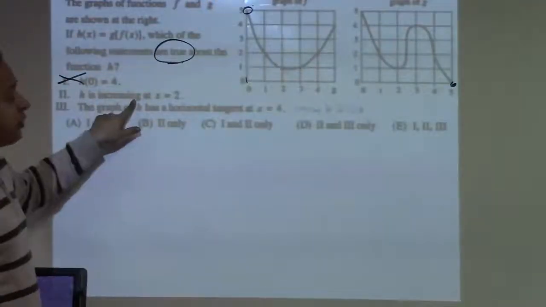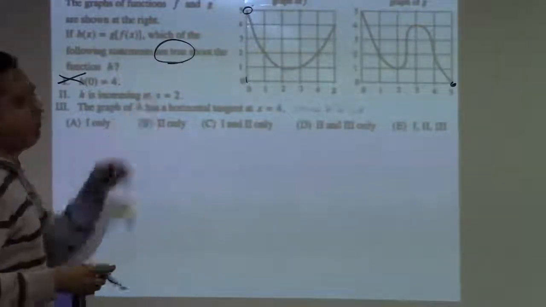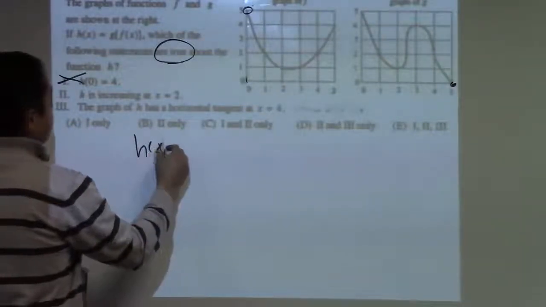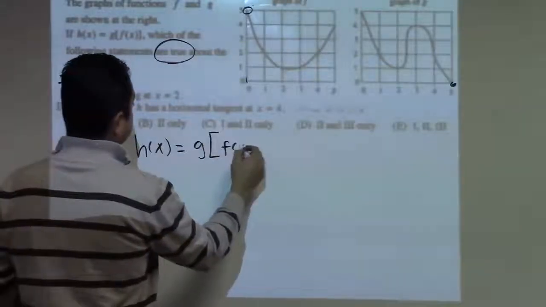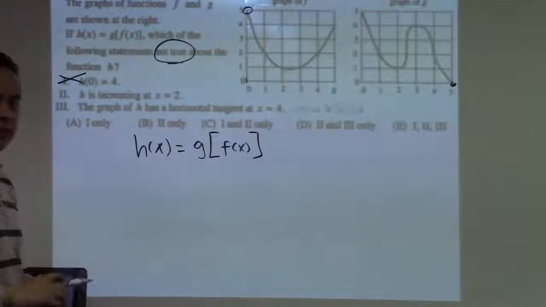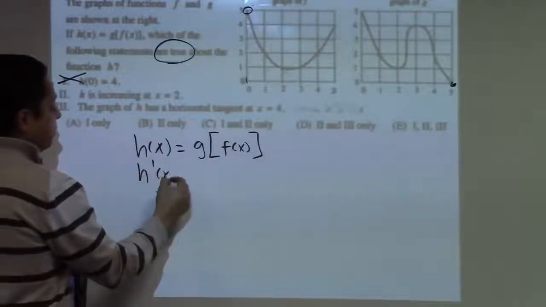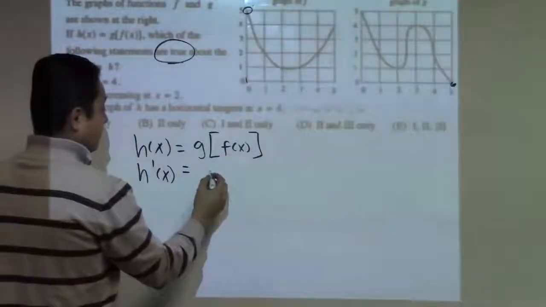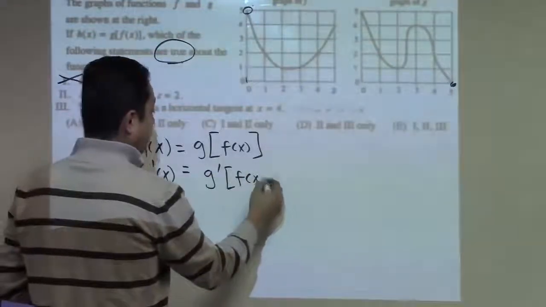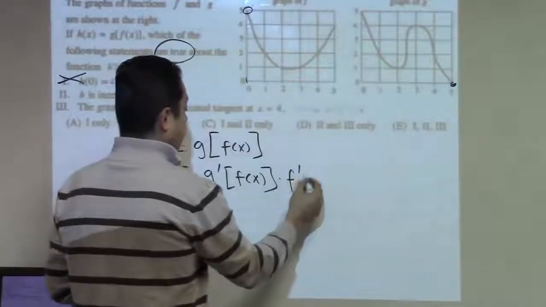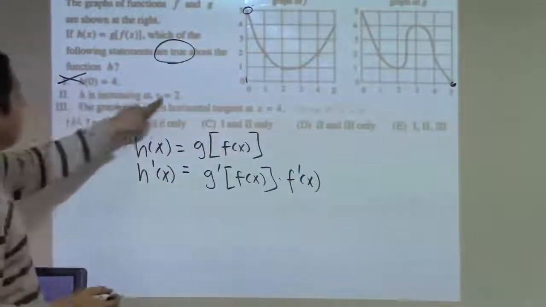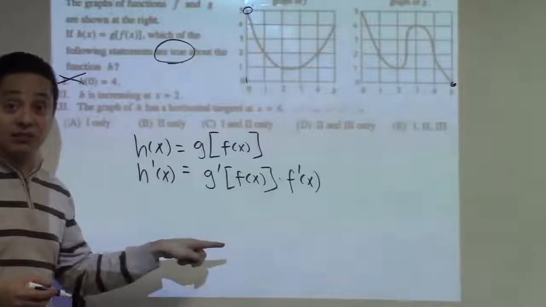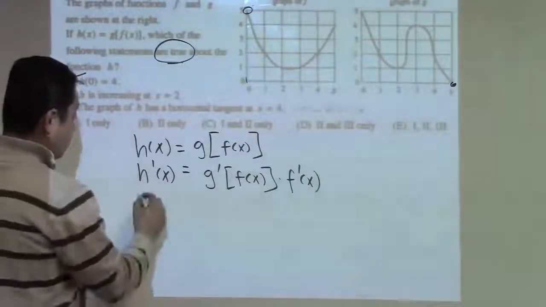Statement 2: h is increasing at x equals 2. For increasing or decreasing, we will need to do the first derivative test. So let's pull back my h of x and take the derivative of this. What's h prime of x? The derivative of the outside times the derivative of the inside. We're doing the chain rule here. You copy the inside times the derivative of the inside, which is f prime of x. They're saying that it's increasing at 2. That means that if I plug in the 2 here, it better give me a positive number in order to be increasing. So h prime at 2.